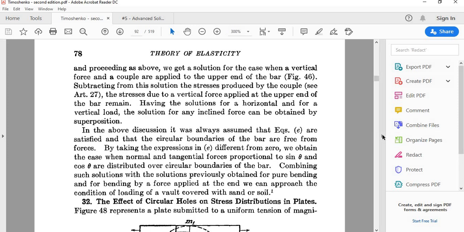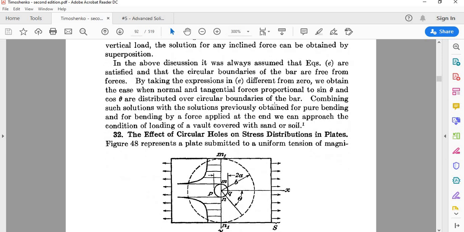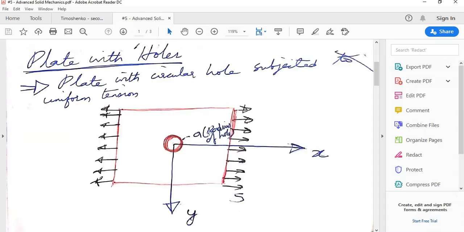Now, this particular topic, I had started it I guess in the last class before we departed for midterm break. So what I said was, when you have a plate or any structure with a hole, the stress distribution around the hole changes greatly.